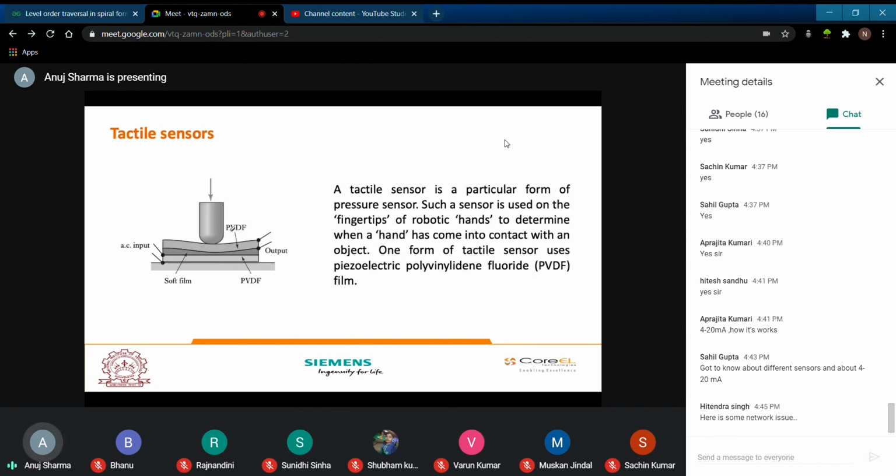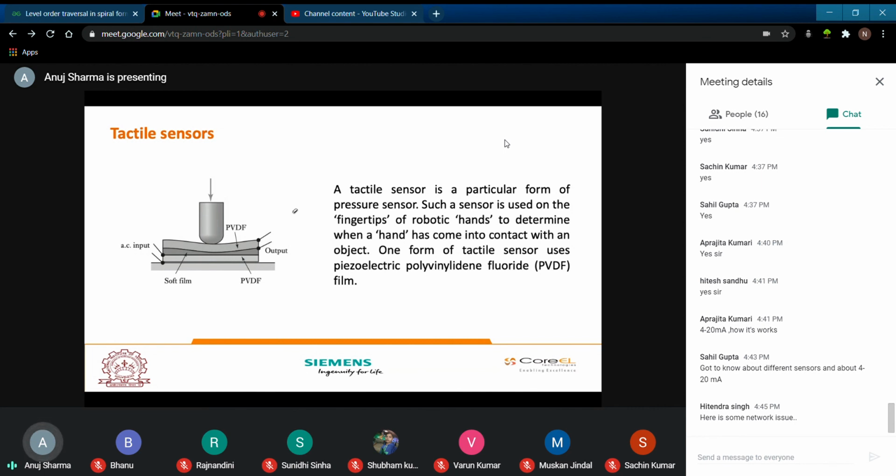Now this is a tactile sensor. It has a polyvinyl fluoride film here. You can see that this is a soft film and this is an AC input. This film is also piezoelectric in nature. When this input is provided, current is not passed through this film, but vibrations are passed. Since the film vibrates, you will get a particular output. But when a tactile force or touch is applied to it, the output voltage will be altered, and this alteration is sensed.